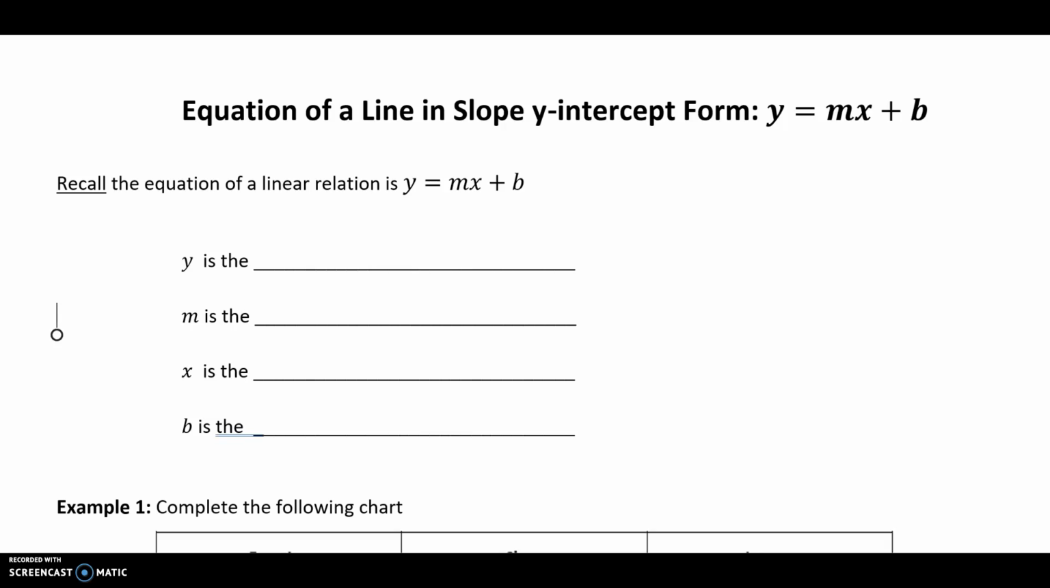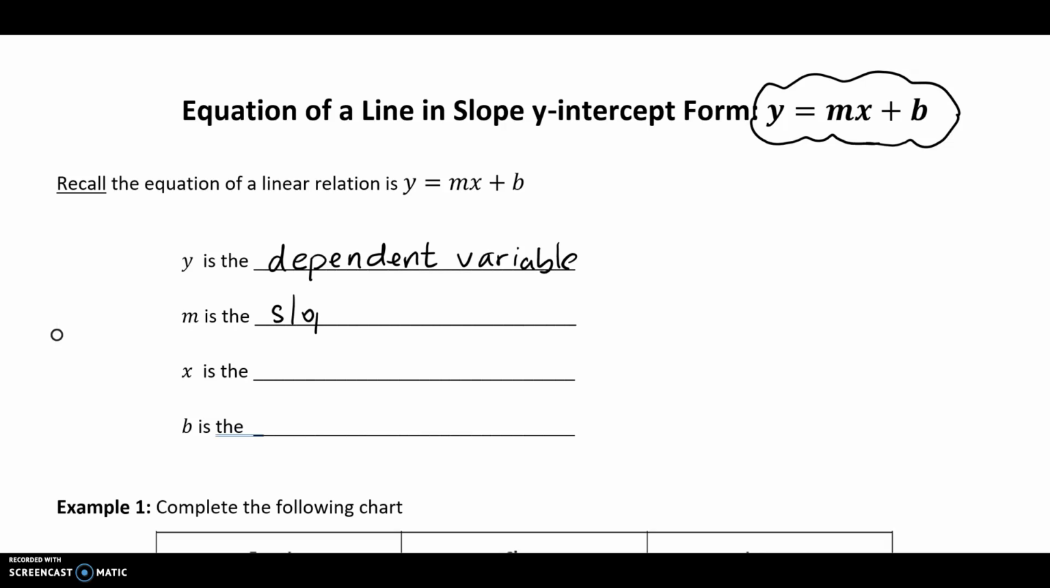This lesson is on equation of a line in slope y-intercept form, which remember is y equals mx plus b. So we recall that in the equation of a line, the y stands for the dependent variable, the m is the slope, x is the independent variable, and the b value is the y-intercept.